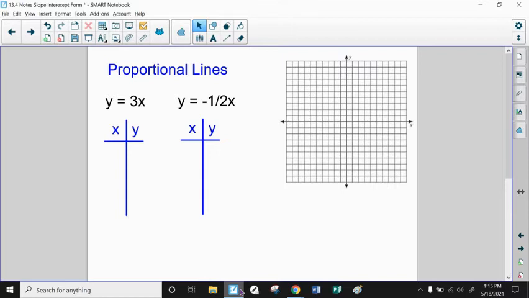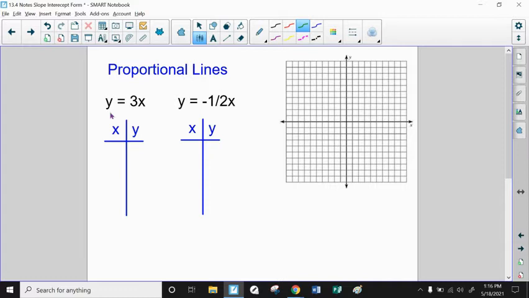We're going to talk about proportional lines. Proportional lines have some special characteristics. Before we talk about those characteristics, let's look at two different lines and find some coordinates for these lines, and let's graph the lines. Once we have things graphed, we will talk about the special characteristics that make lines proportional.